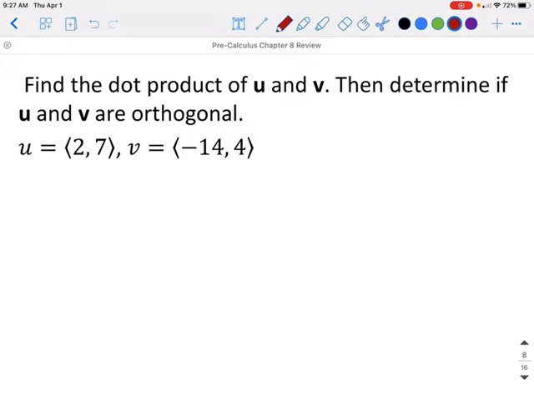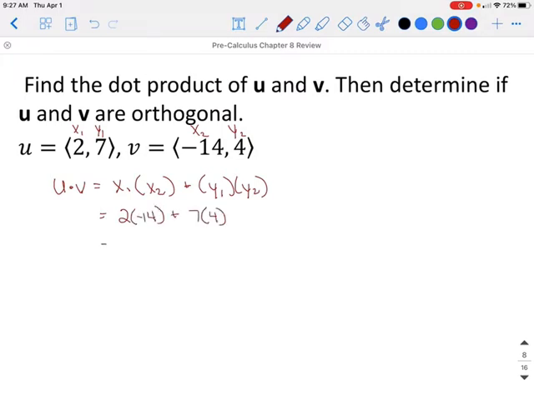Find the dot product of u and v. Then determine if u and v are orthogonal. So to do the dot product of u and v, if this is x1, y1, x2, and y2, we're going to do x1 times x2 plus y1 times y2. So we're going to do 2 times negative 14 plus 7 times 4, or negative 28 plus 28, which tells me u dot v is equal to 0.